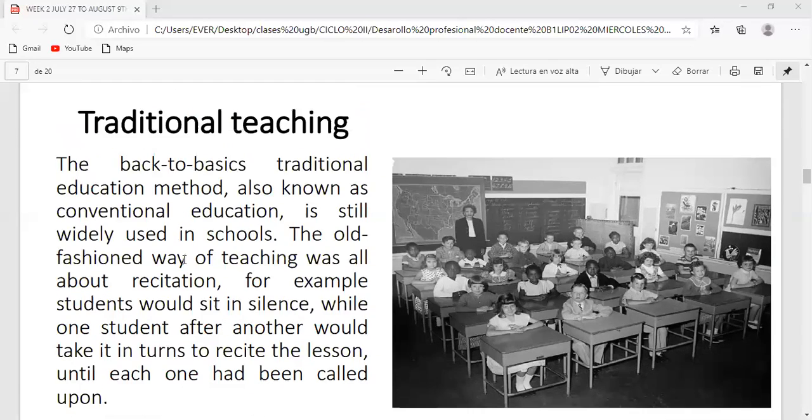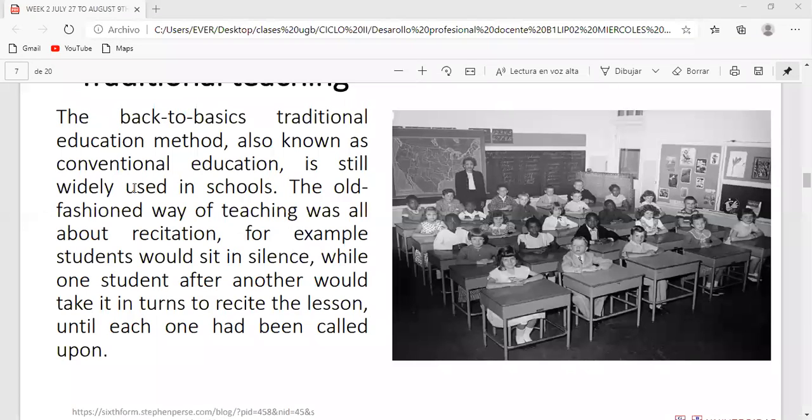Now, in this traditional method, things were not that simple. Teachers were there, they knew everything. And as you can see, look at the seating arrangement. They were very, very square.